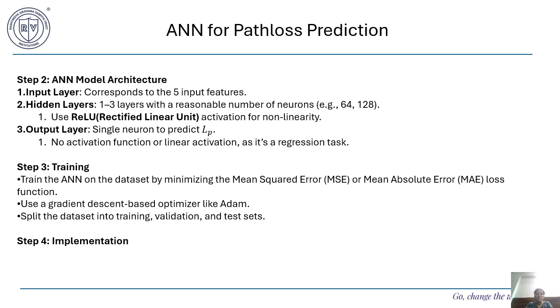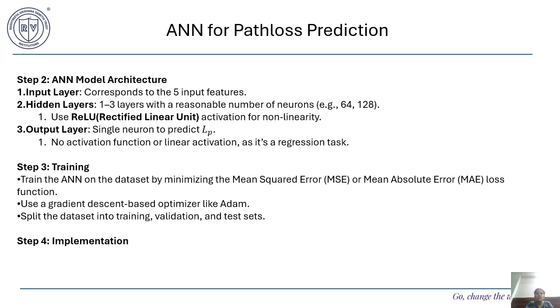While the output layer is a single neuron to predict the output, it is a regression task, so there is no activation or linear activation function. The hidden layers also make use of the rectified linear unit, which is an activation for non-linearity. In this case it helps with complex data sets that can be compiled together.